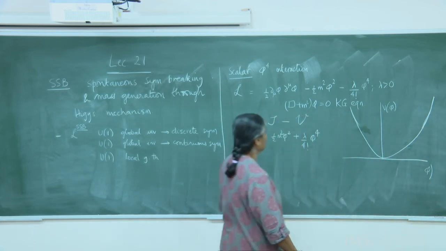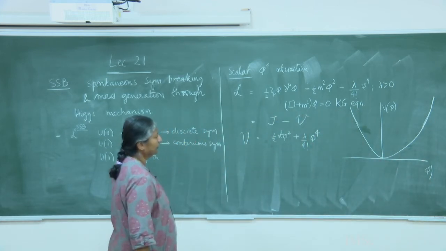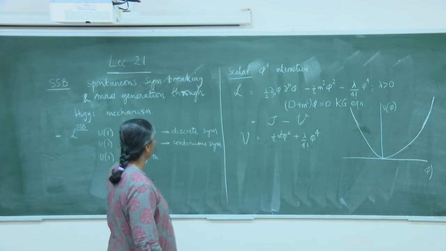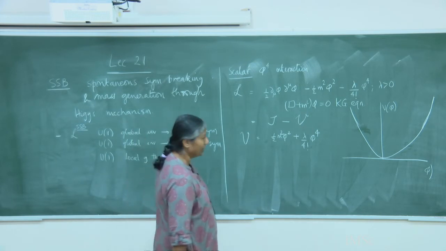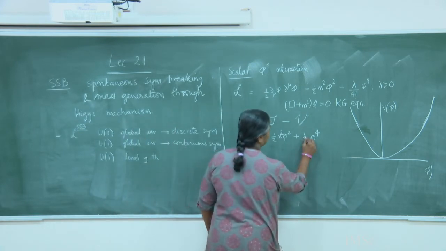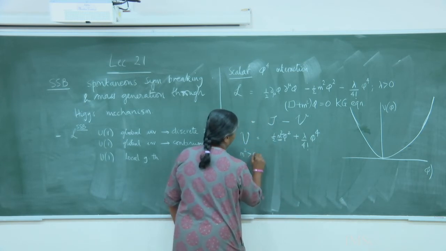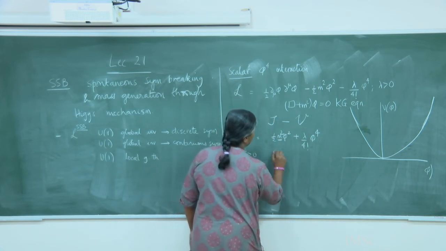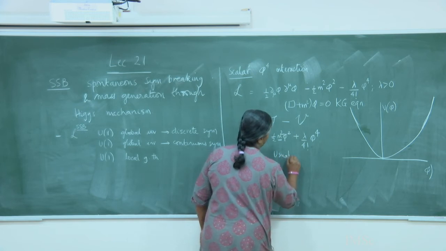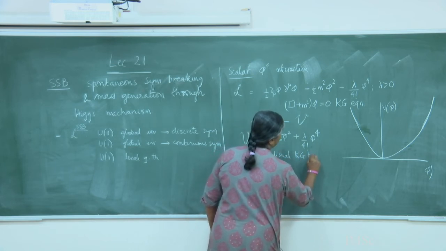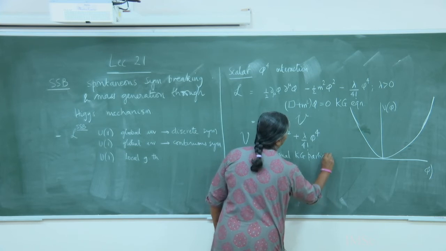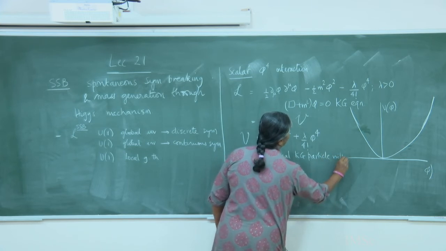So this is my potential. However, for certain reasons, which as I said will be totally bizarre, lambda is greater than 0, and normally I would say that m squared is greater than 0. If m squared is greater than 0, this is the usual Klein-Gordon scalar particle with this potential, right?